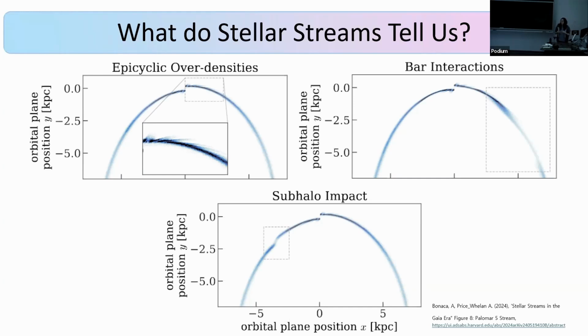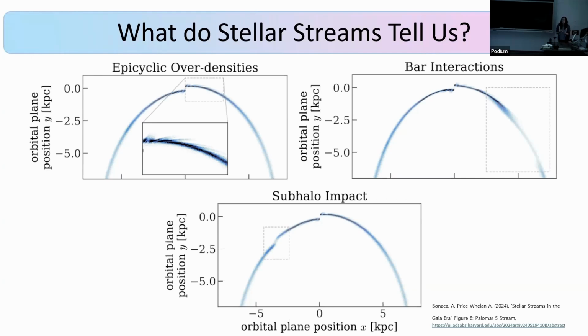In addition, we can look for when these stellar streams interact with the bar of the Milky Way. The Milky Way, we think, is a spiral galaxy with a little bar in the center. When the stellar stream interacts with it, it's going to pull it out and stretch it really, really thin, as you can see in the top right plot. And finally, the last one is when a stellar stream interacts with a dark matter subhalo. It's a much smaller perturbation, but it's really, really cool.